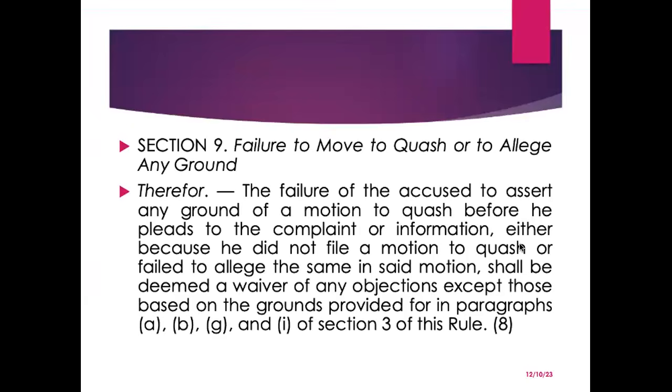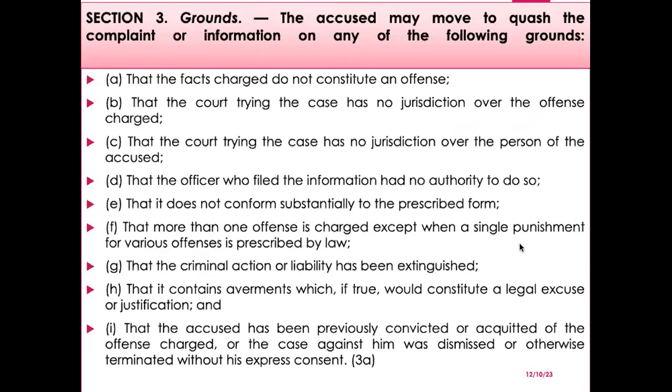Okay? The failure of the accused to assert any ground of a motion to quash before he pleads to the complaint or information, either because he did not file a motion to quash or failed to allege the same in the said motion, shall be deemed a waiver of any objections except those based on the grounds provided for in paragraphs A, B, G, and I of Section 3. Unsa tong A, B, G? A, katong do not constitute an offense. B, katong no jurisdiction over the offense. G, crime has already prescribed, or extinguished na. And then I, double jeopardy.